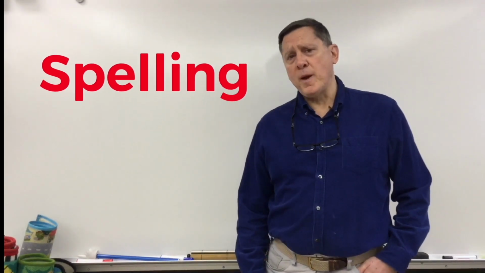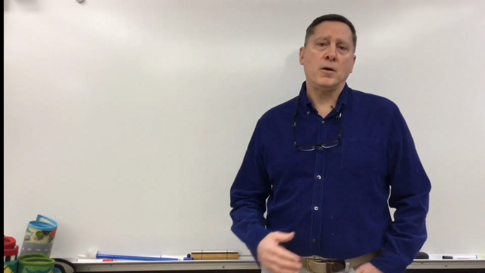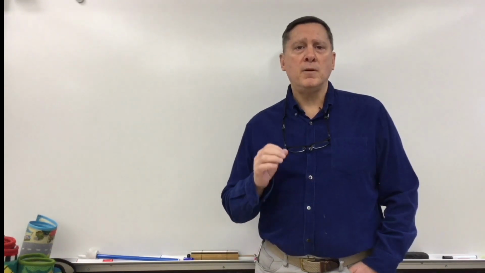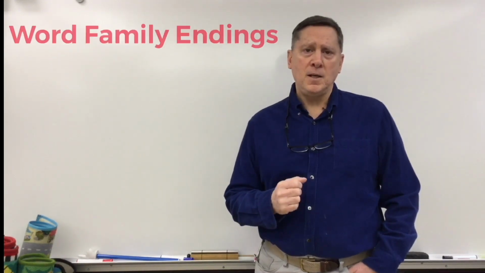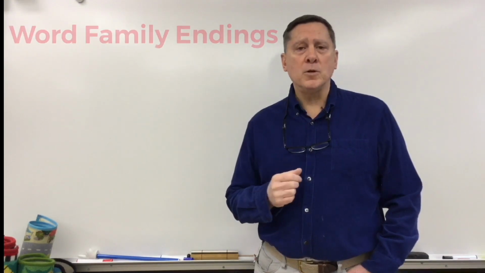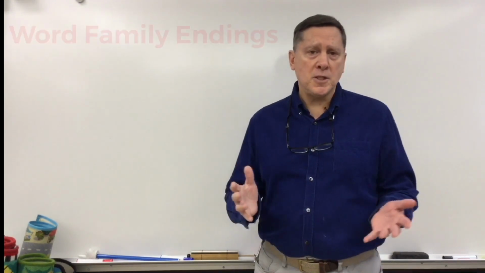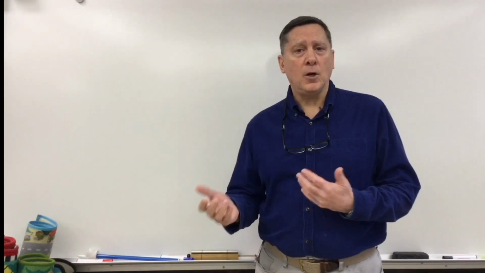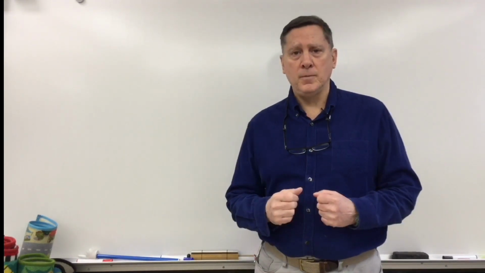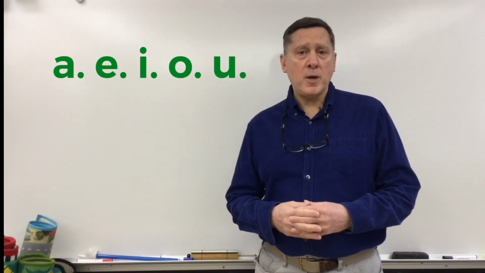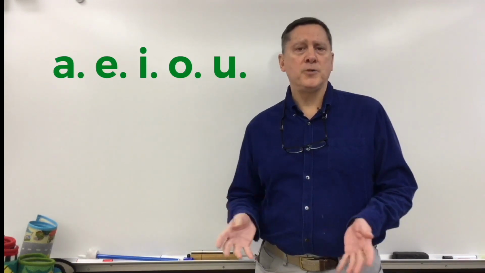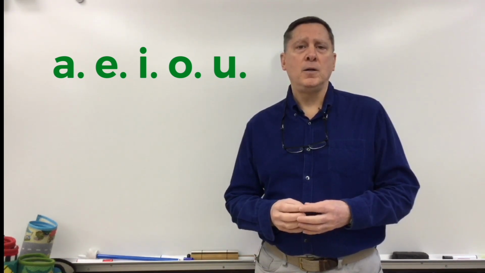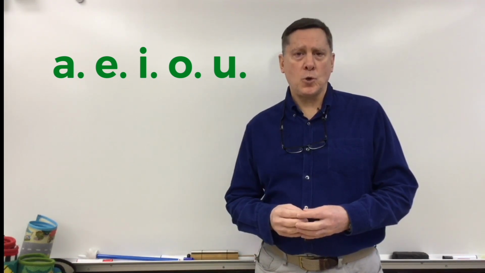When it comes to spelling for the early grades, kindergarten, grade one, the best way to teach spelling is through word family endings. That simply means that all of the words in our spelling list, and I usually do six words, will all end in the same ending. They'll all have that rhyme to them. This helps children especially learn about short vowel sounds. Some of my spelling words might contain a long vowel, but in most cases, short vowels.